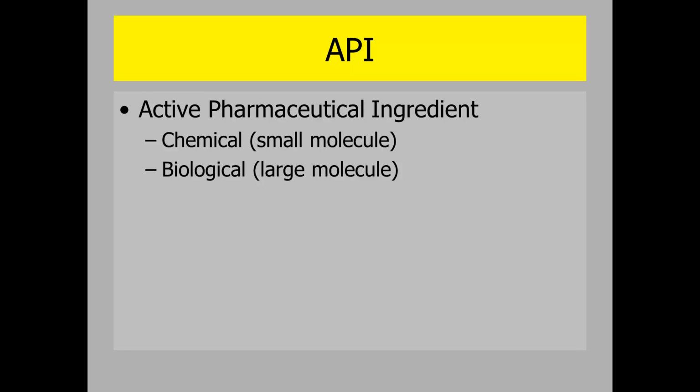So I had mentioned that an API is the active pharmaceutical ingredient, and as a general rule the chemicals are small molecules, and the biologicals are proteins or other materials that are made in cells and then purified, and those biological active pharmaceutical ingredients tend to be much larger molecules than the chemicals.